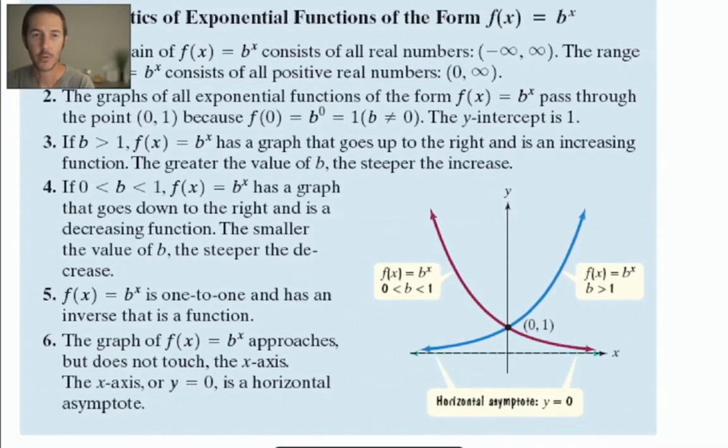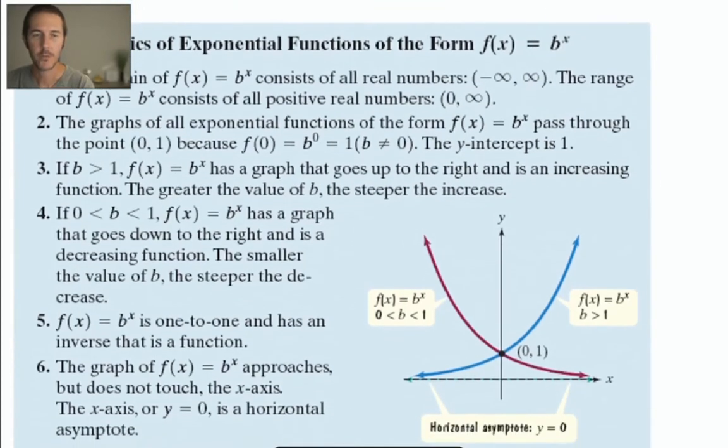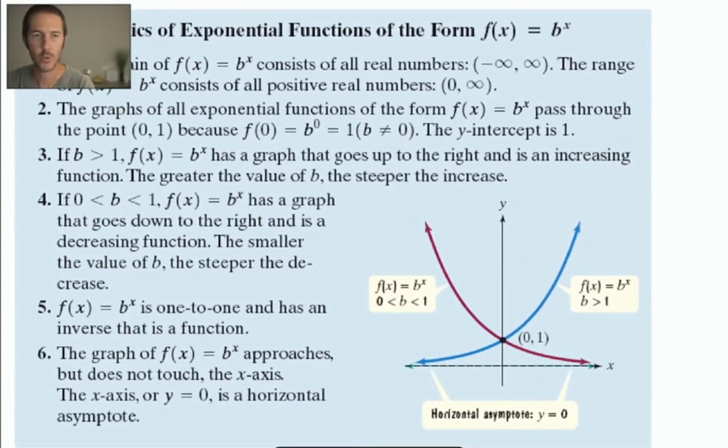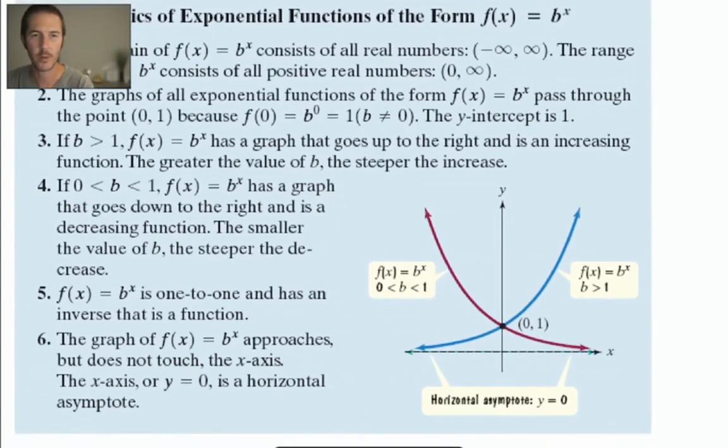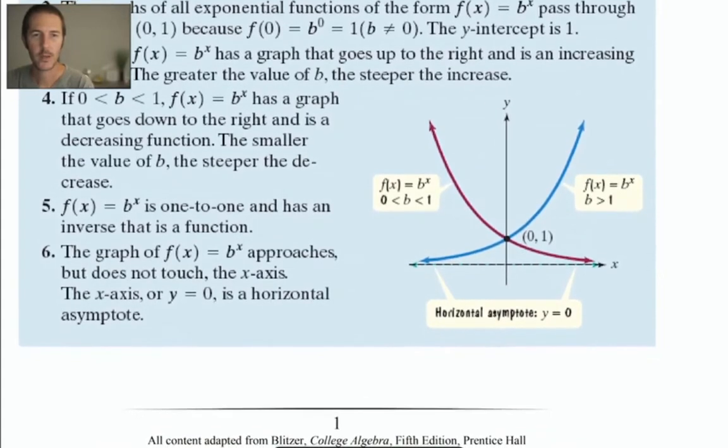The domain is all real numbers. That's in number 1. We see that the domain is all real numbers. You can have any number in that exponent position that you want. Number 2 comments on the y-intercept being positive 1. Number 3 is talking about the graph in blue, where our base is greater than 1. Number 4 is the graph in red, where our base is between 0 and 1. Number 5 tells us that both of these functions, all of our exponential functions, are 1-to-1.